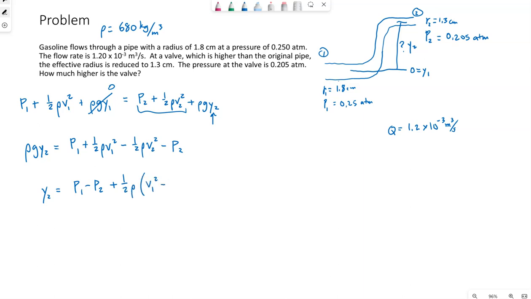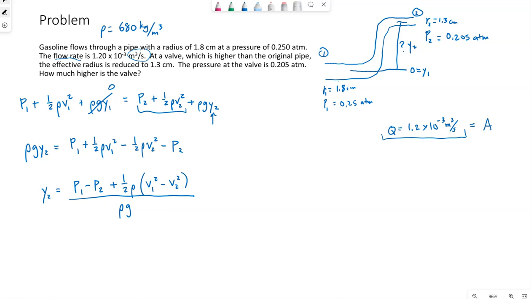Just doing a little factoring out to minimize what I end up having to plug in. All right. Now the flow rate, it's important to recognize that we have Q and not V. I mean, the problem tells us it's the flow rate, but we can also tell simply by looking at the units. Meters cubed per second, meters cubed is a volume. And so that's why we have Q.